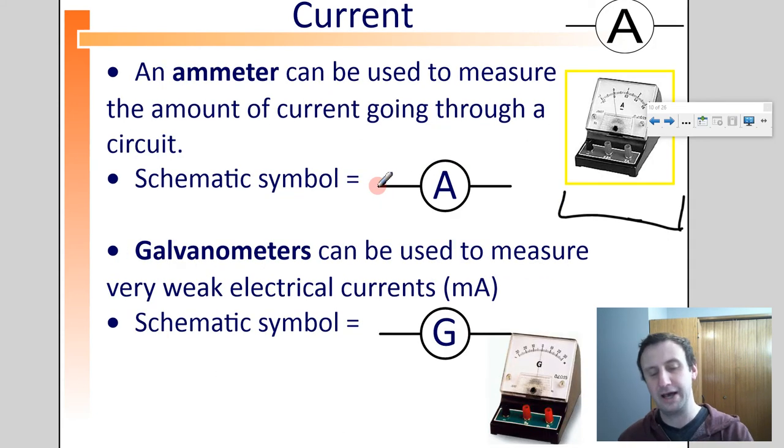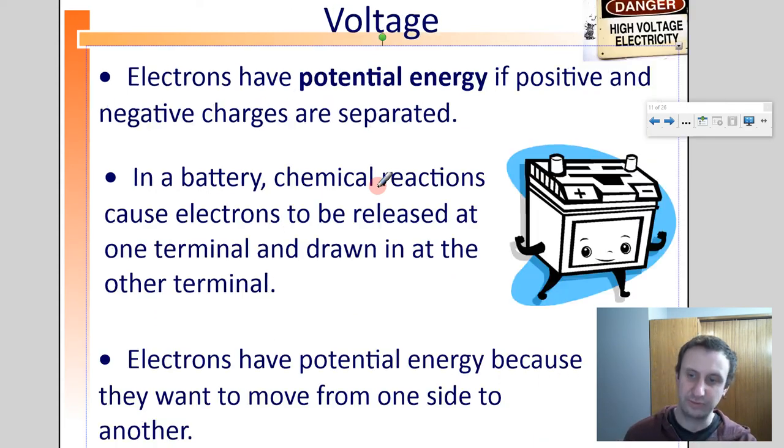All right, galvanometers are used to measure very, very weak currents. They're just a big G. We don't normally use these or this symbol very often, but just so you know, when we're dealing with incredibly weak currents, we have to use a galvanometer instead. So kind of a different device.